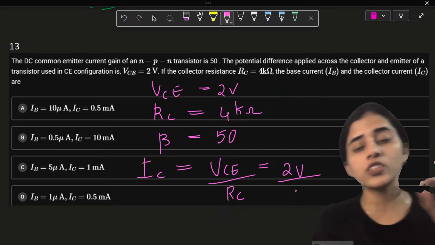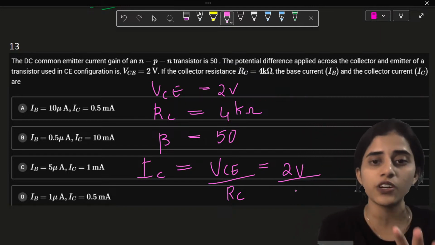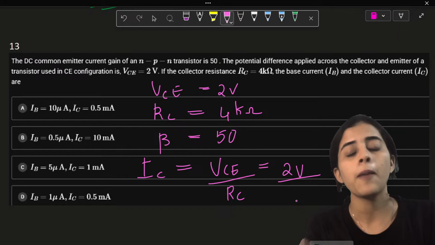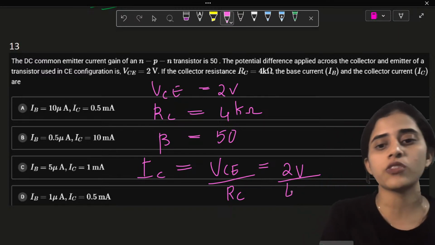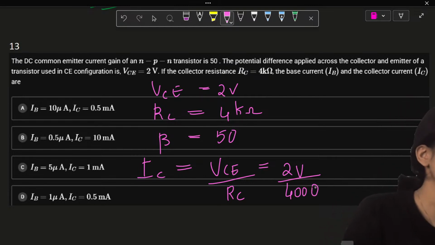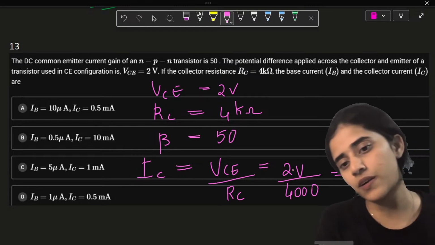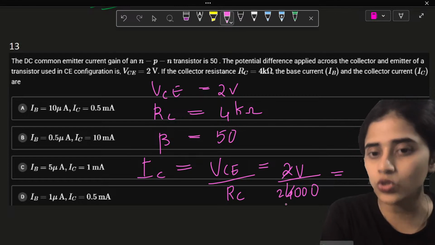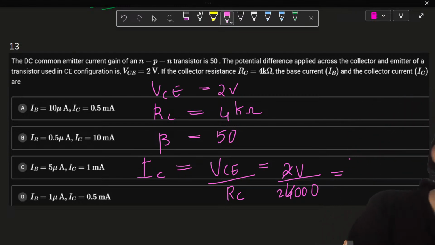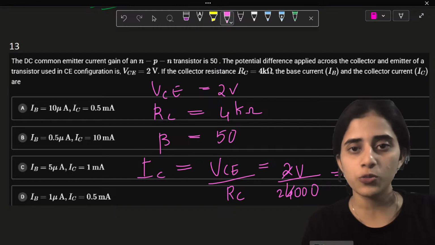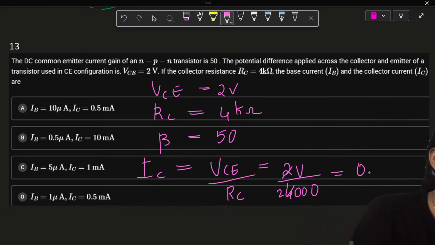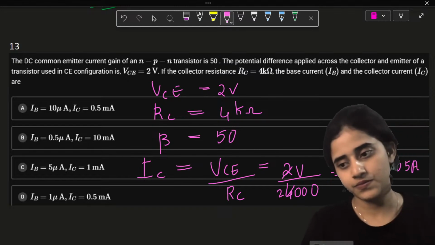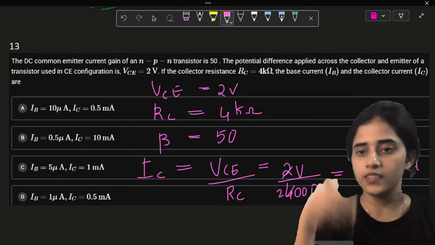Divided by 4 kilo ohm, which should be converted into ohms. In any question you do, everything should be in base units. So 4 kilo ohm is what? 4 into 1000, 4000 ohms. So how much is it? 2 divided by 4000 is 1 by 2000. 1 by 2 is 0.5. Now how many zeros are there here? 1, 2, 3. So it's going to be 0.0005 amps.